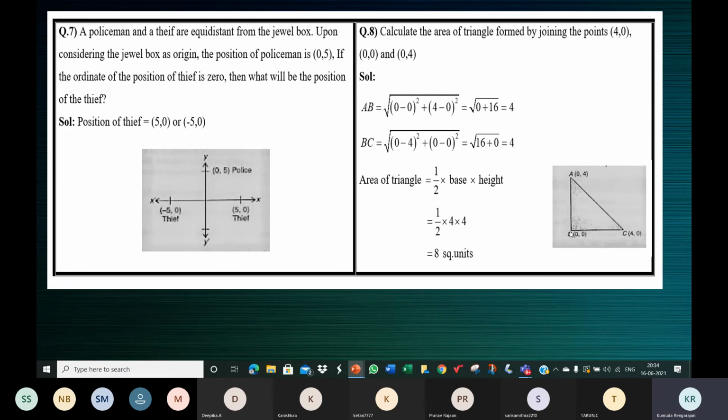Now, what is the length of BC? You can just count. BC is 4 units. BA is also 4 units. So half base into height, half into 4 into 4. You can ignore the distance formula because you are not aware of it. When you plot the points roughly, you can make out that the length of BC is 4 units and the length of BA is also 4 units. So half base into height, 4 into 4.